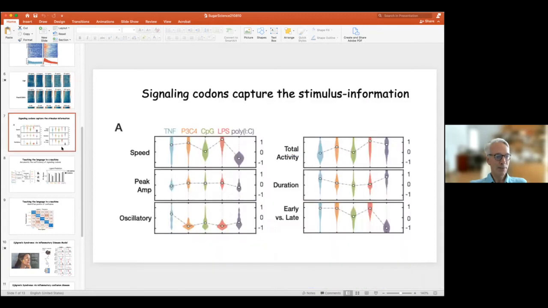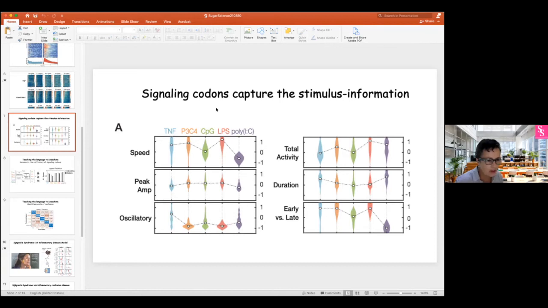And so that statistical analysis of all of this crazy amount of data led us to identify 6 what I call signaling codons. These are just like a genetic codon, which represents a unit of information about a genetic code. These signaling codons represent a unit of information about immune signaling.